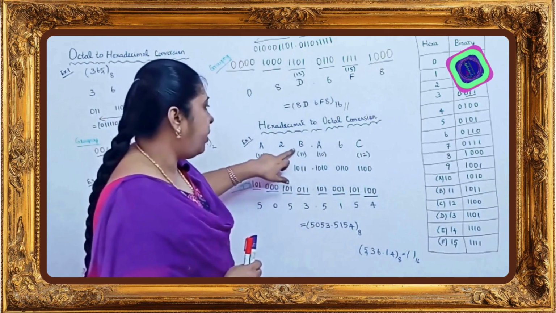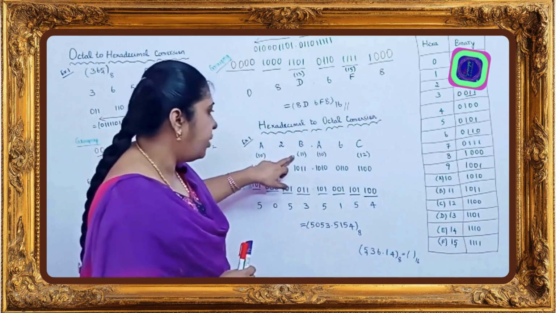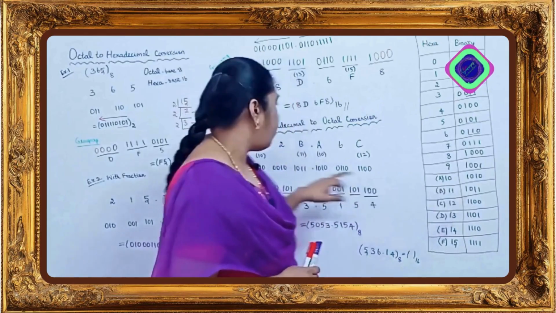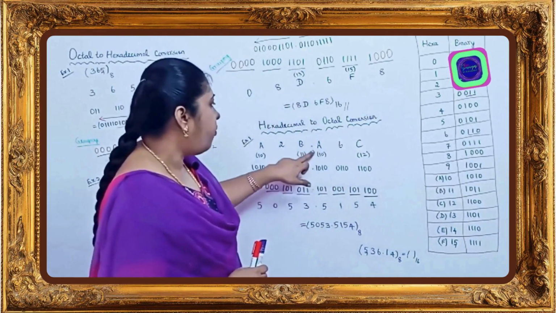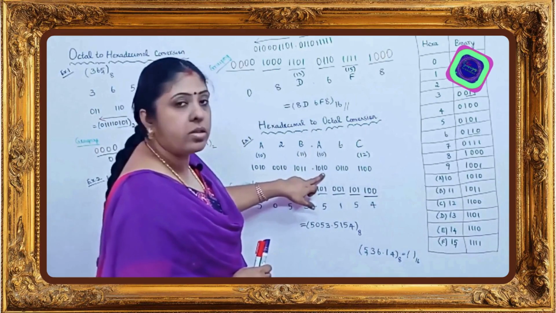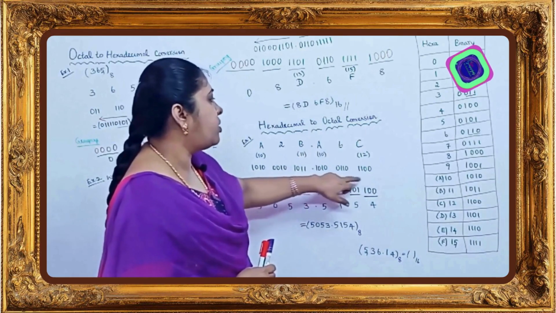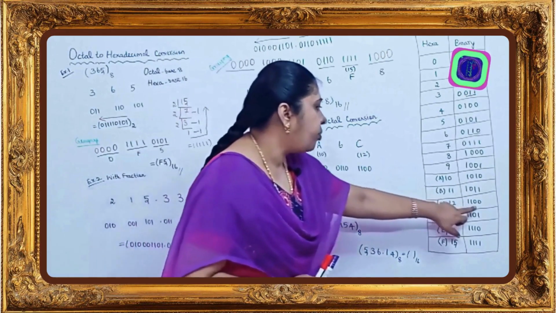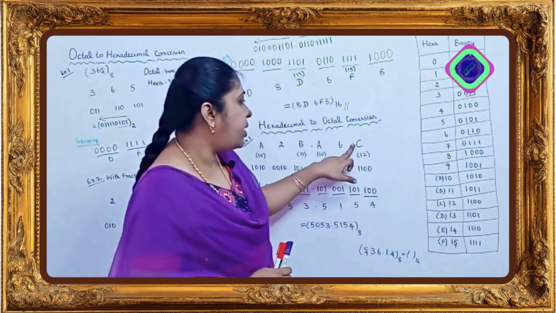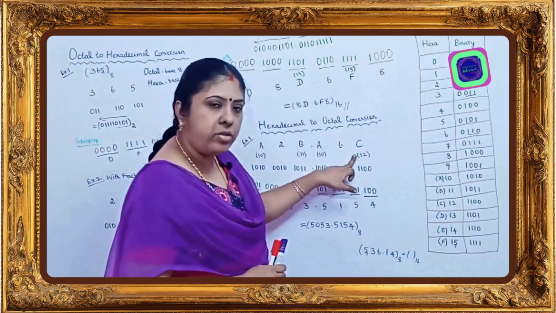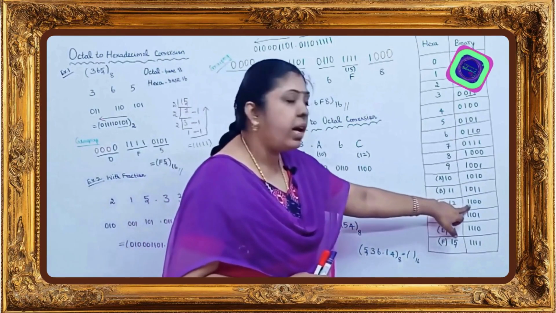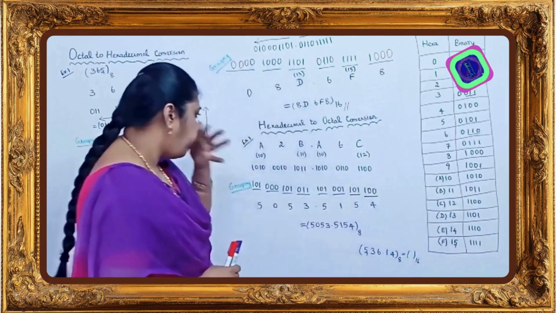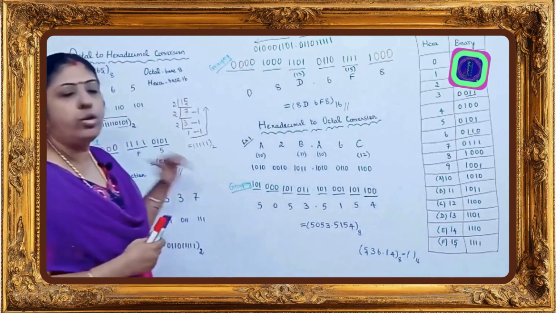And then for B, the concerned number is 11, and for 11 the value is 1011. For A, 10, the value is 1010. For 6, 0110. And similarly for the alphabet C, the hexa value is 12, and the binary value is 1100. Again, we are going to group these bits.